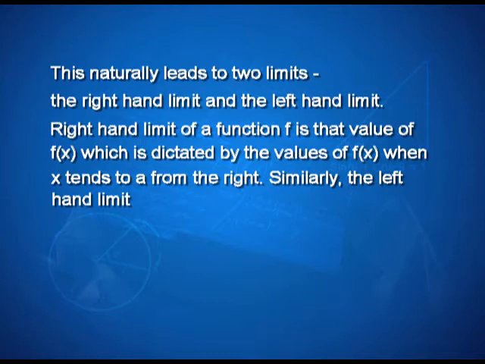The right hand limit of a function f is that value of f of x which is dictated by the values of f of x when x tends to a from the right. Similarly, the left hand limit. To illustrate this, let us take up one more example.